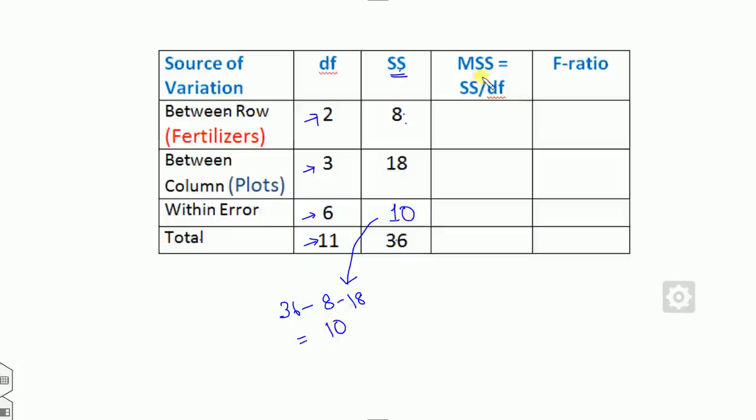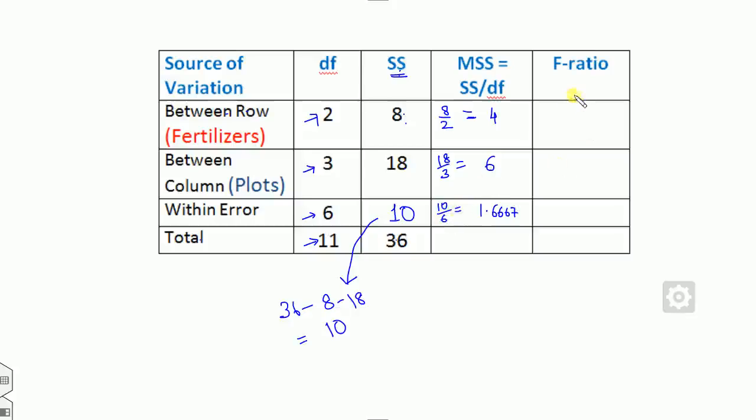Now calculate the MSS. How you calculate this MSS is SS divided by the degrees of freedom: 8 by 2 is nothing but 4, 18 by 3 is 6, 10 by 6 that is 5 by 3. So I call it 1.666. Always remember up to the 4 decimal places.